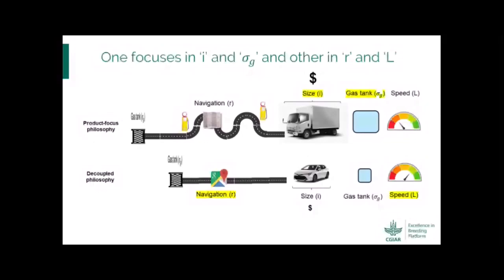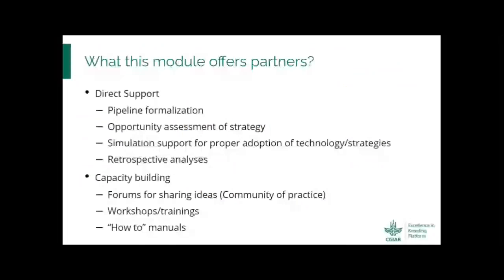So what this module exactly offers to the partners, in this case, of course, you. The most important, from my perspective, is the direct support to the crop by region priorities defined by the donors, to help them formalize their pipelines, assess their breeding strategy and decisions, also provide simulation support and retrospective analysis support to understand what would be the effect of doing certain changes. And of course, also provide, like I said, the link with other modules. And on top of that, try to help you build capacity with trainings, forums, and manuals.